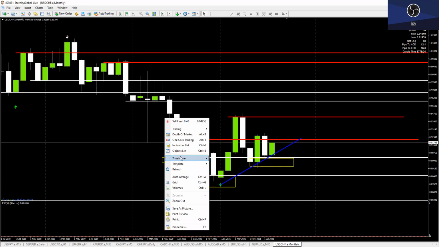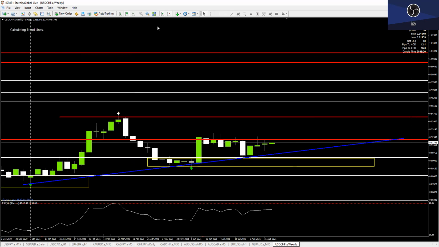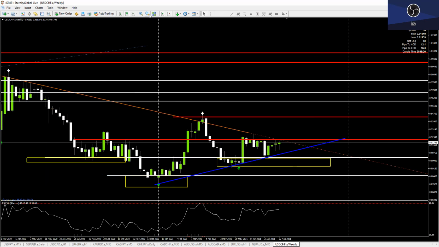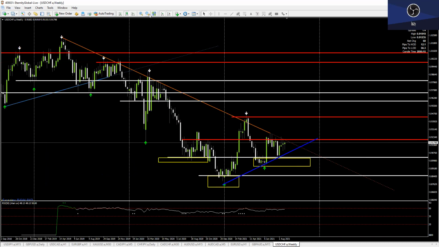All right, now let's go into the weekly. Here's the weekly. Beautiful, beautiful. Y'all been out here trading for a while. This is beautiful. Great opportunity to go long. I'm sorry, not the pound, but the USD CHF. It's beautiful.